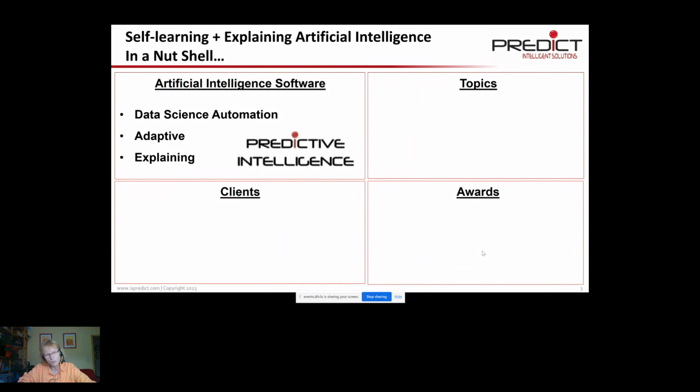Then the third bullet point, explaining AI. Clients normally do not come to us and say, oh, we want explaining AI. They don't care how the solution is done. It needs to work in the end. It needs to give them value.